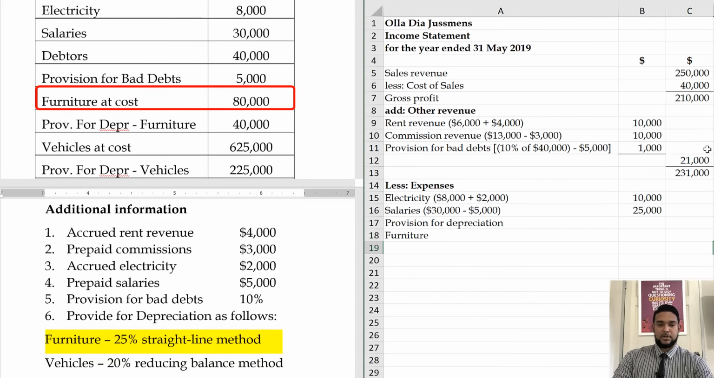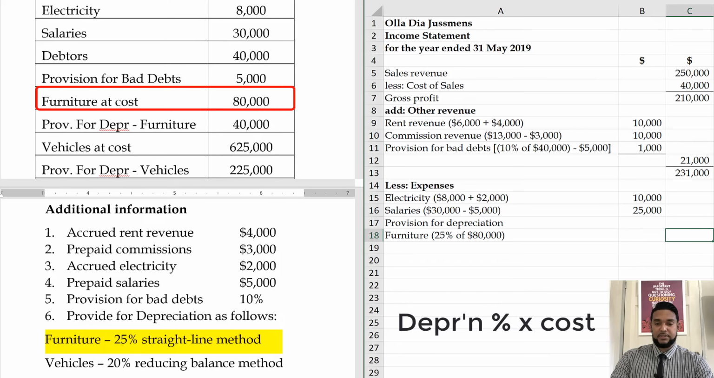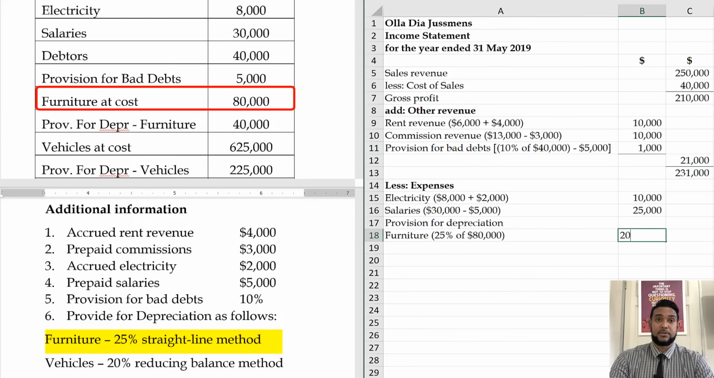The first non-current asset is furniture. What does it say down here about furniture? Straight line method, 25%. So how do we calculate depreciation under the straight line method? You multiply the depreciation rate by the cost of the asset. 25% of 80,000 is a quarter of 80,000, which will give us 20,000.